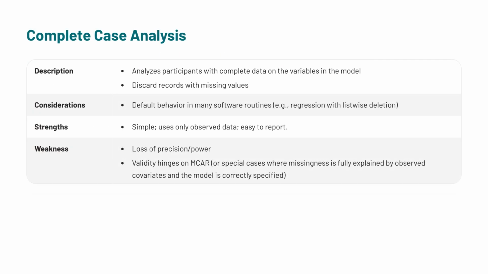The most basic approach is called complete case analysis, which basically ignores the missing data by analyzing participants with all the required data. For example, if the primary outcome is missing for 10 out of 100 participants, you'd analyze the 90 who have it and pretend the other 10 never existed. The trouble is, if a lot of participants have missing data, you could lose a huge chunk of your sample.